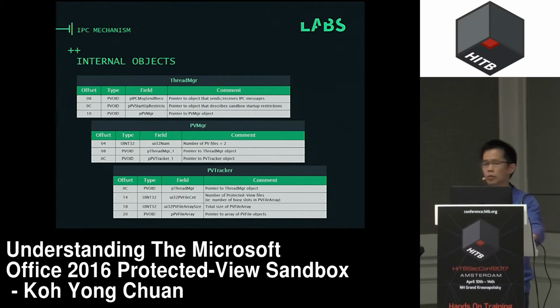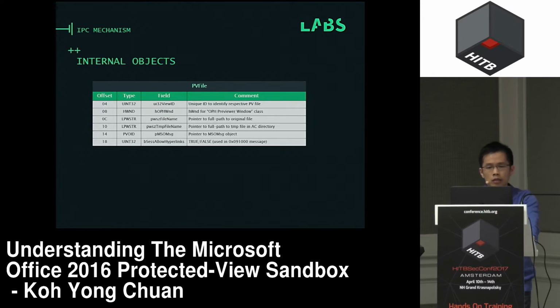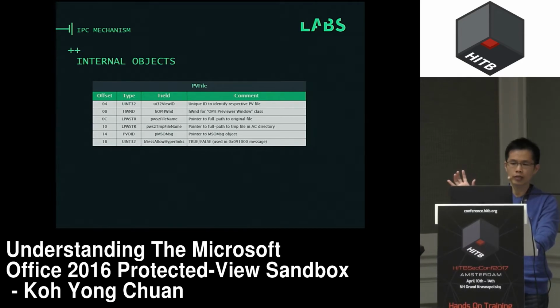So this is a close-up of these objects. And then this is another close-up of the PV file object. It actually describes each sandbox file, like the file name. And the field to highlight here is the view ID field. It is important because it's used by many IPC messages to indicate the sandbox file that the message is intended for. So when the broker receives this particular view ID, it would then search for the corresponding PV file in the array.